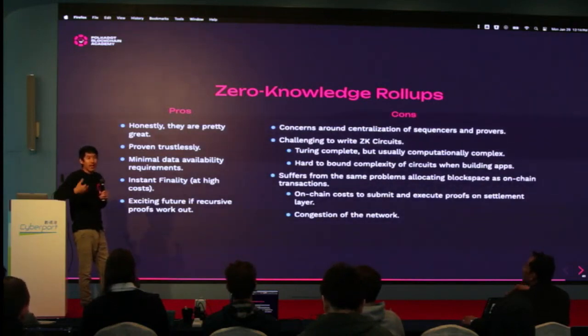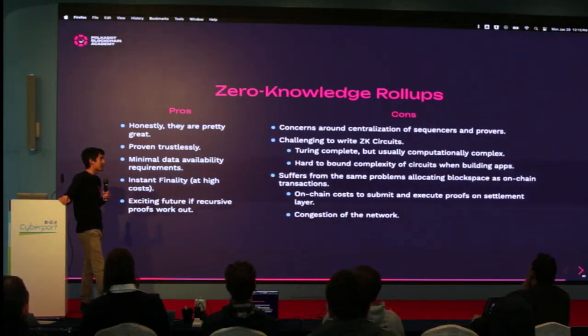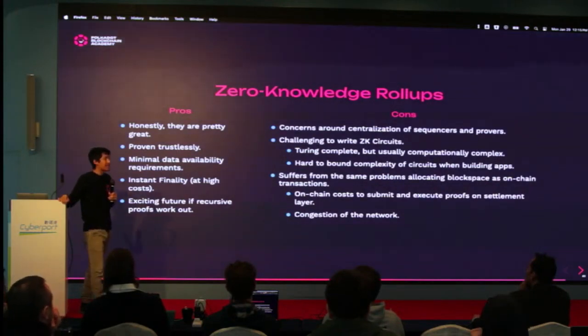Because in order to create a ZK proof, you need to do a lot of heavy work. The preparation of that proof is very, very heavy. So the kinds of nodes or computers that can actually run or generate those proofs for very scalable blockchains is very limited. It is very challenging to write ZK circuits, right? They are Turing complete, but usually very computationally complex. And it's very hard to bound the complexity of the circuits when building apps.